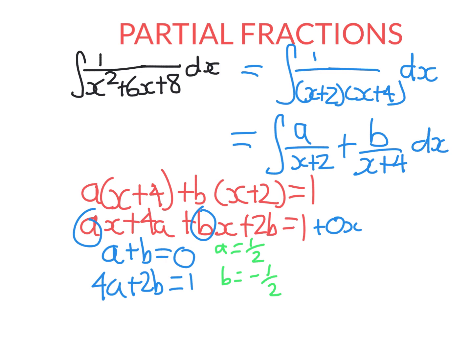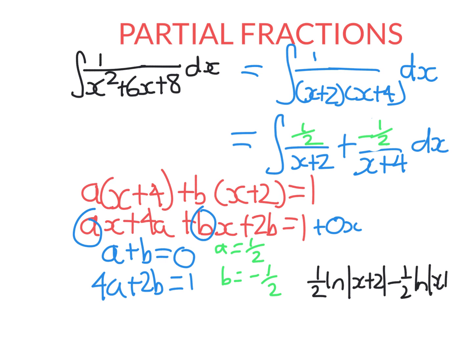So our integral therefore becomes a half over x + 2, and we can replace B with negative a half over x + 4. So this is now really easy to integrate. The integral of a half over x + 2 is just a half natural log of the absolute value of x + 2. The integral of this is just negative a half natural log of x + 4. And of course, because it was an indefinite integral, we need to write a C.